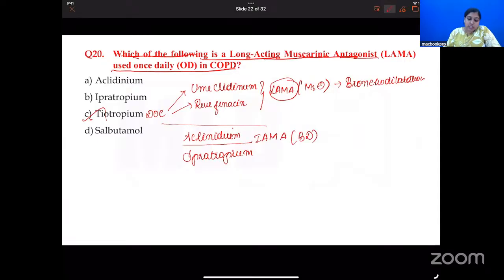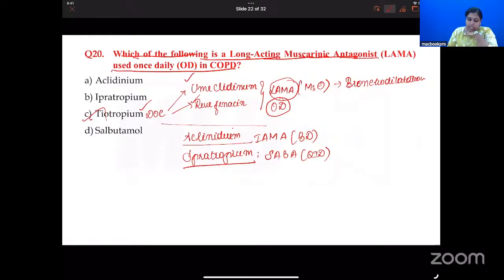Whereas these three drugs, that is tiotropium, umeclidinium, and revefenacin, are administered OD. That also you have to remember. Next, we also have ipratropium. Ipratropium is a short-acting muscarinic antagonist, so the administration is QID. Some students are talking about salbutamol. Be very clear, children. Under muscarinic antagonists, these are all the drugs which come under the management of bronchial asthma and COPD.